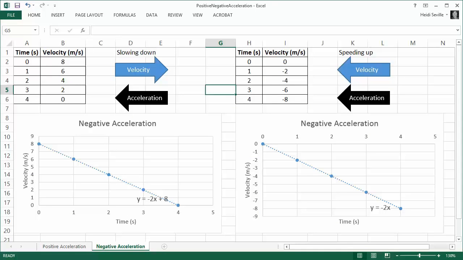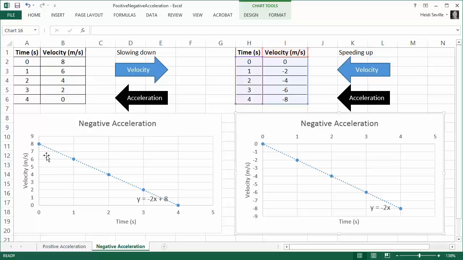These two cases are examples of negative acceleration. In this case, we've got velocity is positive. We can see that the object is slowing down because velocity is decreasing. And going by the rule of thumb, acceleration will be in the opposite direction to motion if the object is slowing down. In this case, we've got negative velocity, so the object is moving in the opposite direction. We can see that the object is speeding up because velocity is increasing. And going by the rule of thumb, acceleration will be in the same direction as the motion if the object is speeding up. And the graphs demonstrate negative acceleration because the slope is negative, as shown.